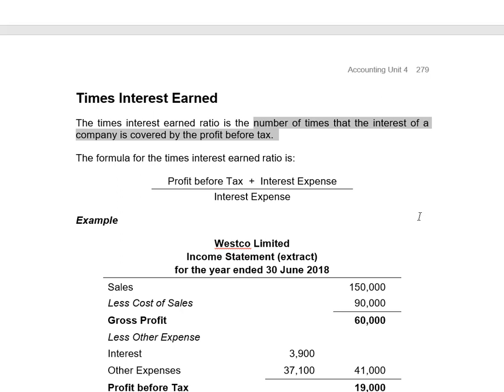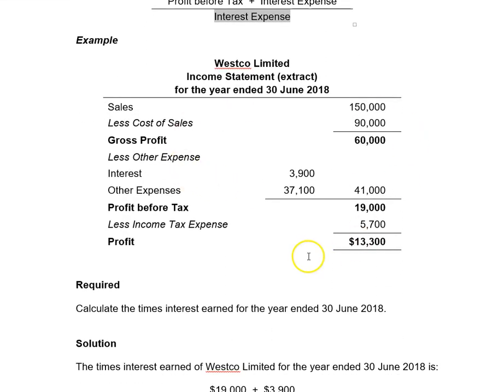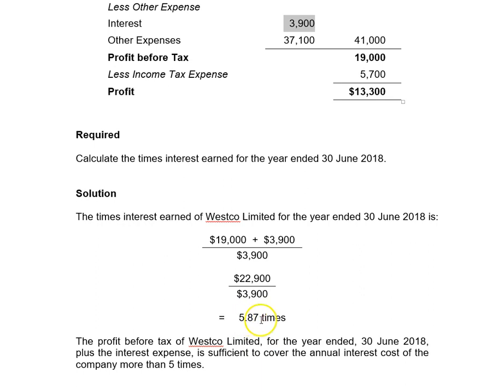So you do want the times interest earned to be higher, right, than anything you compare it with. So the formula here is profit before tax plus interest expense, and then divided by interest expense. You don't have to times it by 100 this time because the unit of the answer is in times, not percentage. So let's look at an example here. You have the income statement. So when you want to find the times interest earned, you take the profit before tax, you add the interest expense. This is the interest expense. You divide it by the interest expense again. So you're going to get something like 5.87 times.